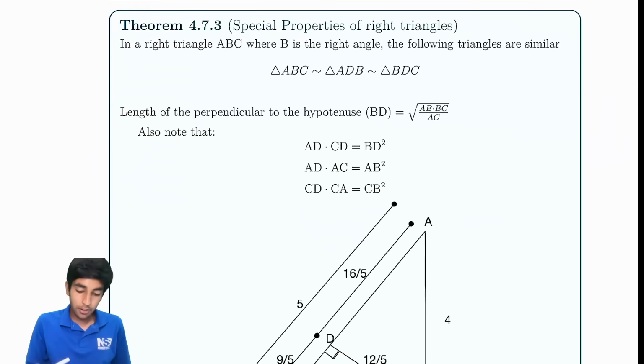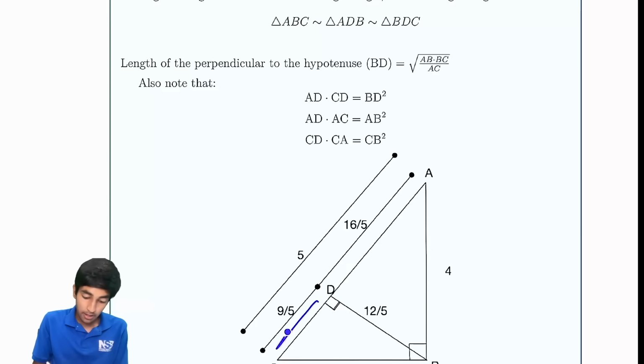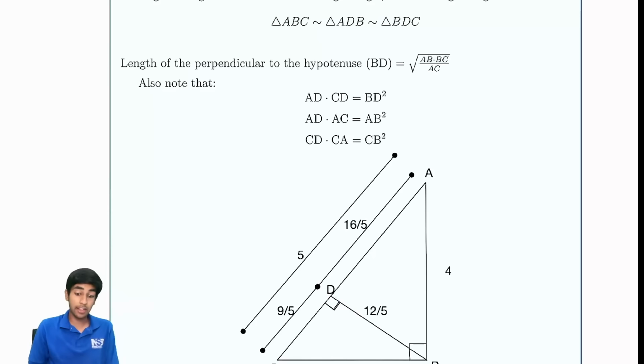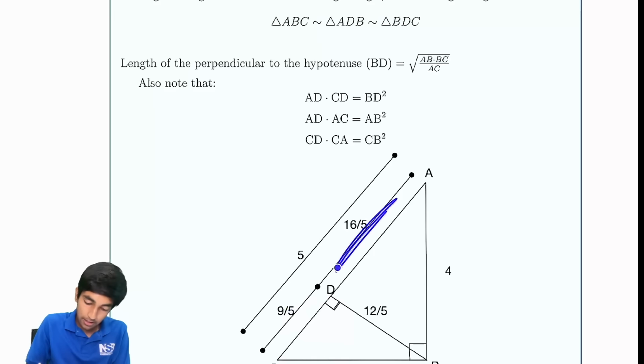Okay, so now let's move on to some special properties. These ones are just derived from similar triangles. So what do we have here? Some cool properties. This thingy times this thingy equals this squared, and that's often useful. Another thing is that this times this is equal to this thing squared. And this times this is equal to this thingy squared.